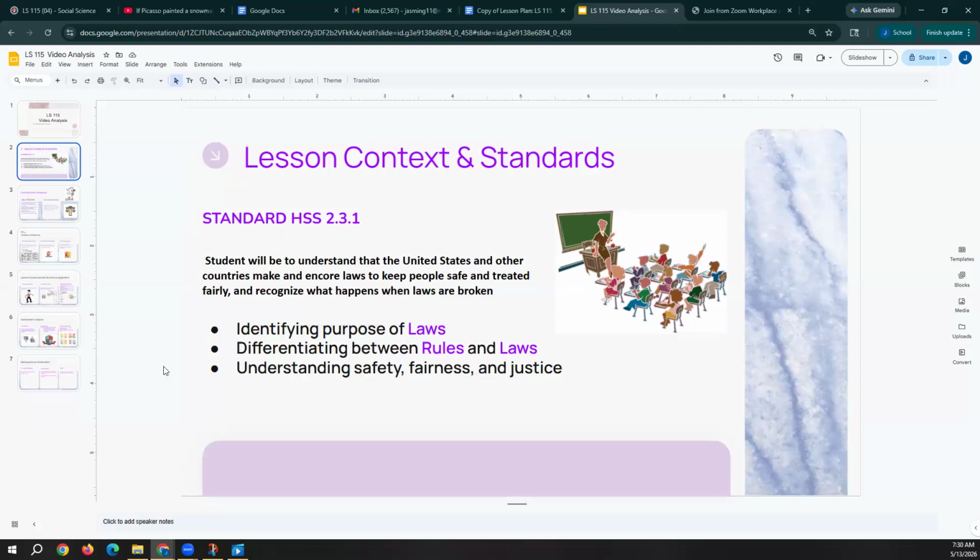So students will be able to understand that the United States and other countries make and enforce laws to keep people safe and treated fairly and recognize what happens when laws are broken. Again, this lesson is built on team teaching. So it's me and my co-teachers, and we have models to provide high level engagement through small group rotations, meaning we are making sure that our students understand everything that we are learning.